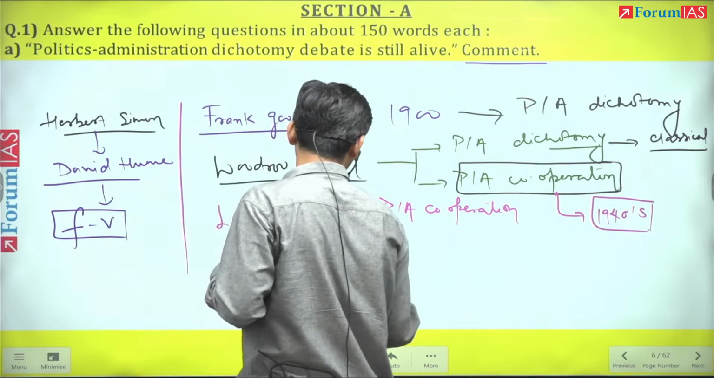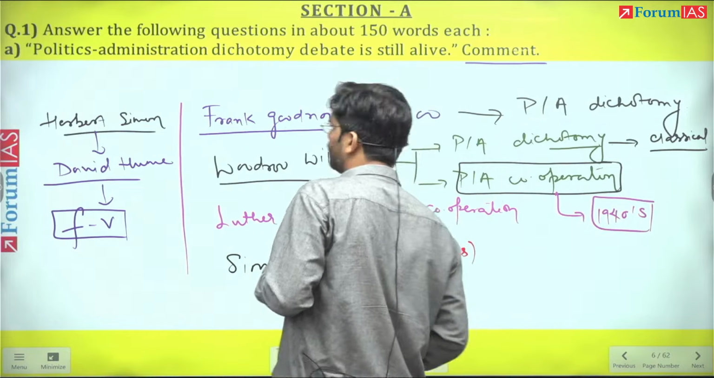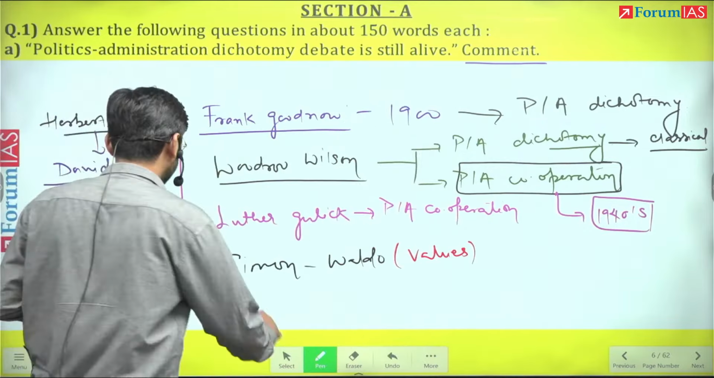What was that debate? Waldo always argues for value-based epistemological study. Simon argues for fact. Right? And later on, Dwight Waldo very clear-cut argues that this is an orthodox model. We need to actually adopt a heterodox model. So very clear-cut he argues for what? Politics administration cooperation. He says that politics and administration as two different things cannot exist and it is not possible. That is why we saw the development of concepts like public policy, development administration. This is the debate, but today more or less we agree on politics administration cooperation.